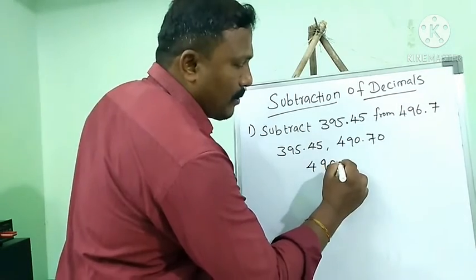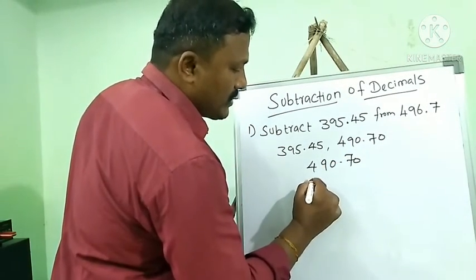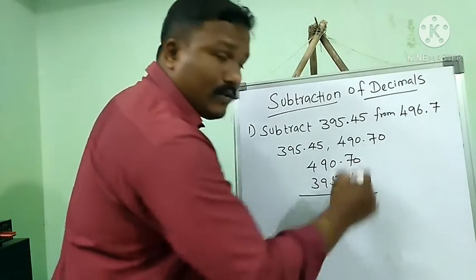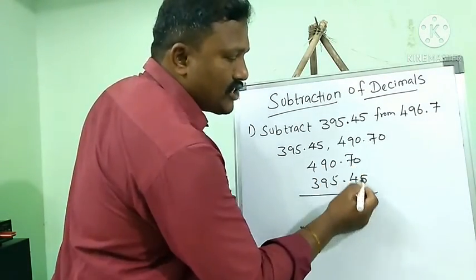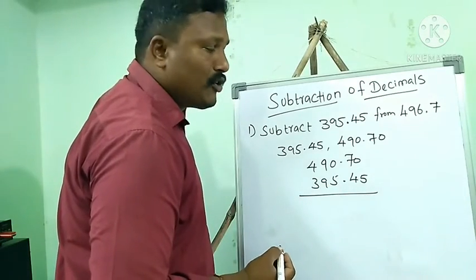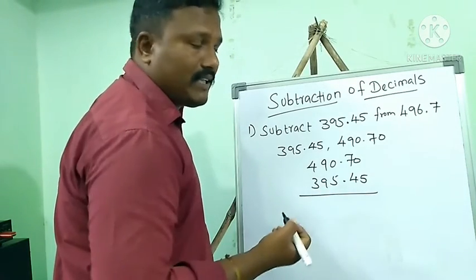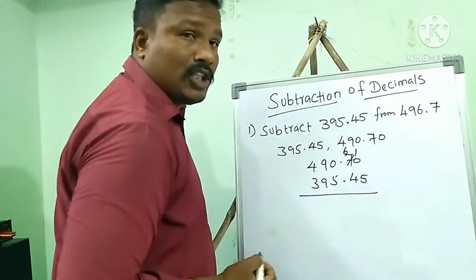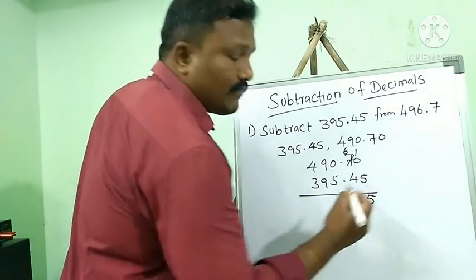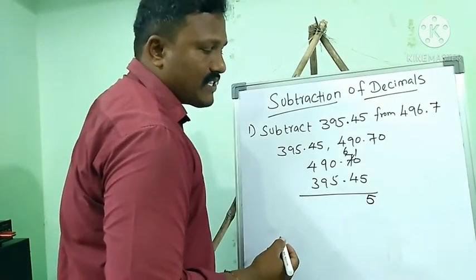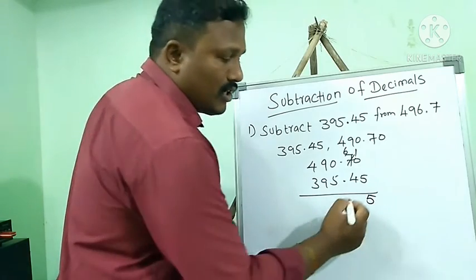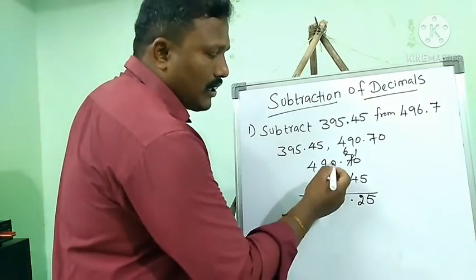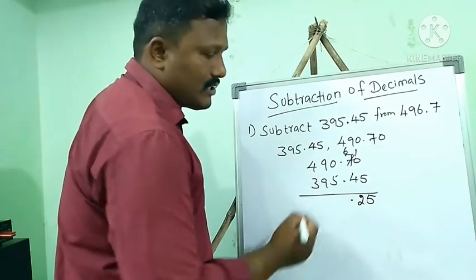So 490.70, then minus 395.45. We have to write it like this. Then here 0, then 5. We can't subtract because the minuend is small and the subtrahend is big. So we have to borrow from the nearby number. So it will become 6, here 10. So 10 minus 5 you get 5. The difference is 5. So 6 minus 4 you will get 2. So point. Now 0 minus 5, we can't subtract. So what will I do?